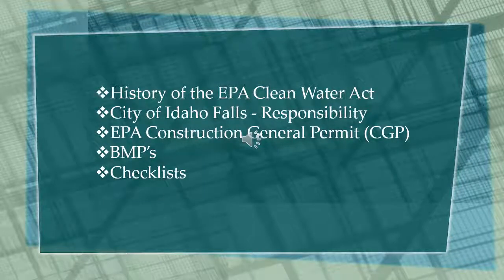All right, you've made it through this class. Let's just go over what we talked about. We talked a little bit about the history of the EPA and the Clean Water Act and why we're doing erosion and sediment control. We also went over the City of Idaho Falls and their responsibility as it applies to the Clean Water Act. We talked about the EPA's construction general permit. And then we went over all the various BMPs that you might find on a typical job site. And lastly, we went through a couple of example checklists that you could use while you're doing your inspections.